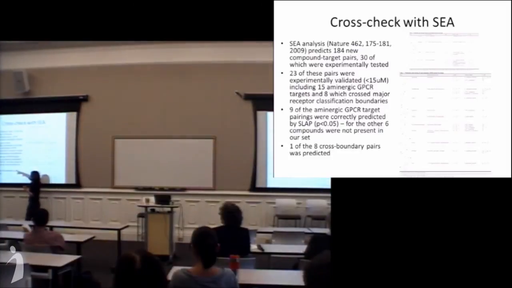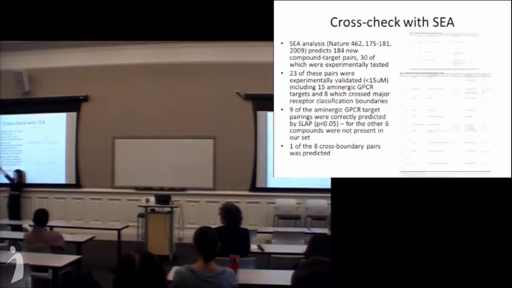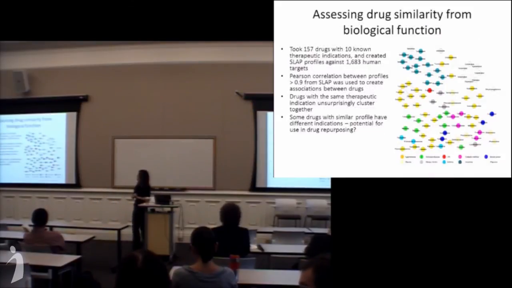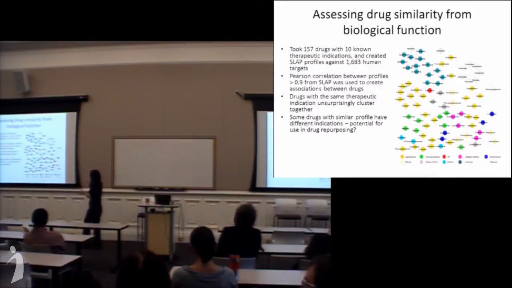Among these 15, we were able to identify 9. 6 we couldn't, because they are not even in our data. Among these 8, we predicted 1. So the result is not that bad. And the interesting thing is we can create an interesting disease-drug map.